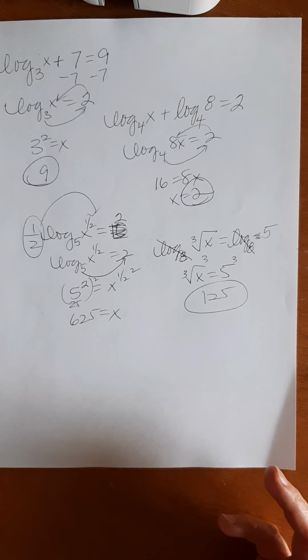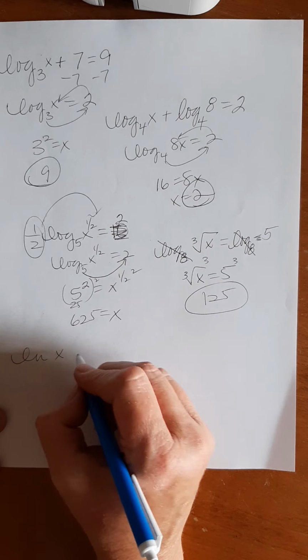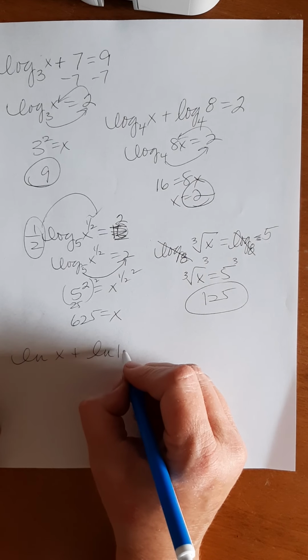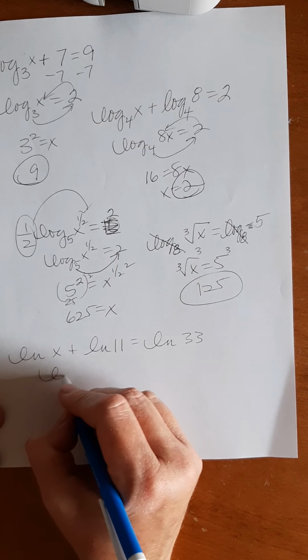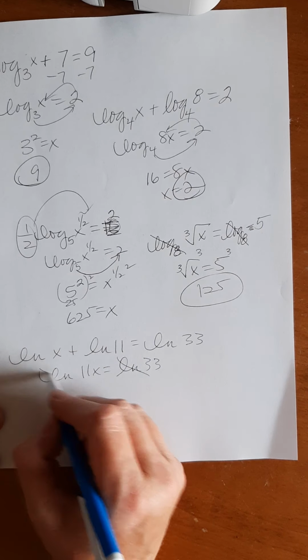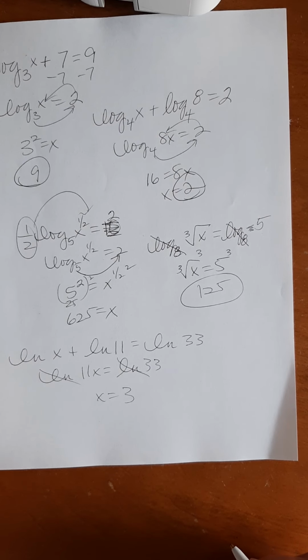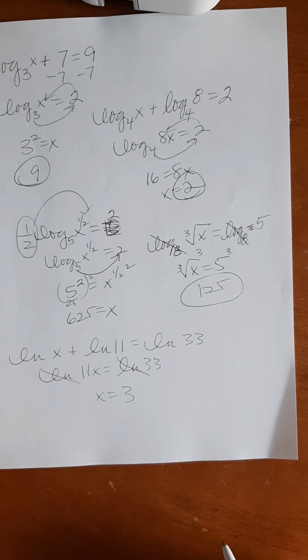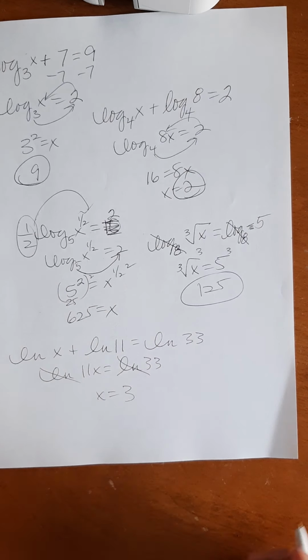You can also solve with natural logs. It works out the same way. Natural log of x plus natural log of 11 equals natural log of 33. It's the same thing. Natural log of 11x equals natural log of 33. Logs are on both sides. x is 3. So it's the same exact formulas. Now, of course, yes, they can get messier if it's only natural log on one side. Typically, they don't do that with those, but it would work the same way, except it would be log base e.